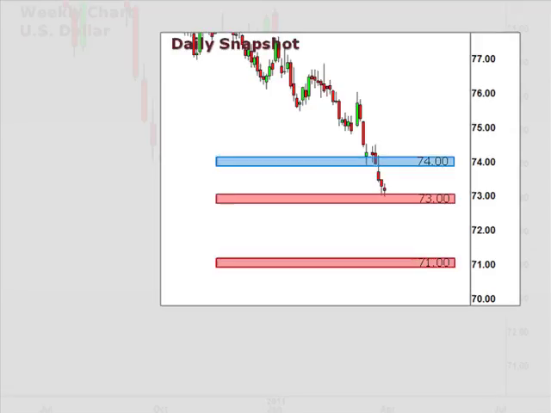A test of 73 on the daily chart should be followed by a bounce. However, the trend remains down, and failure to break back above 74 lends credibility to a continuation down to 71.